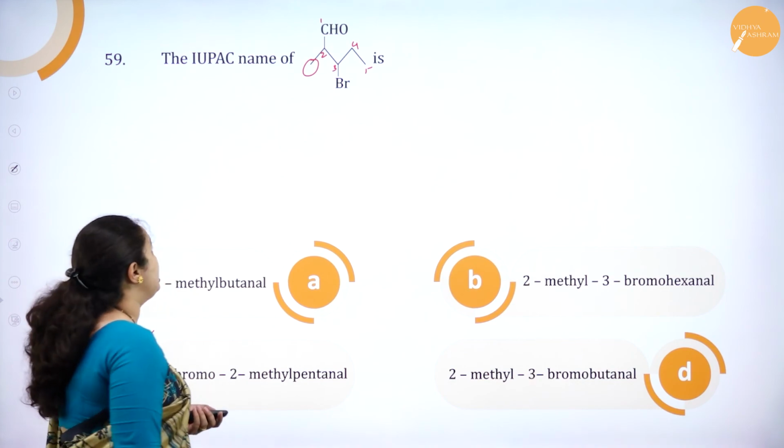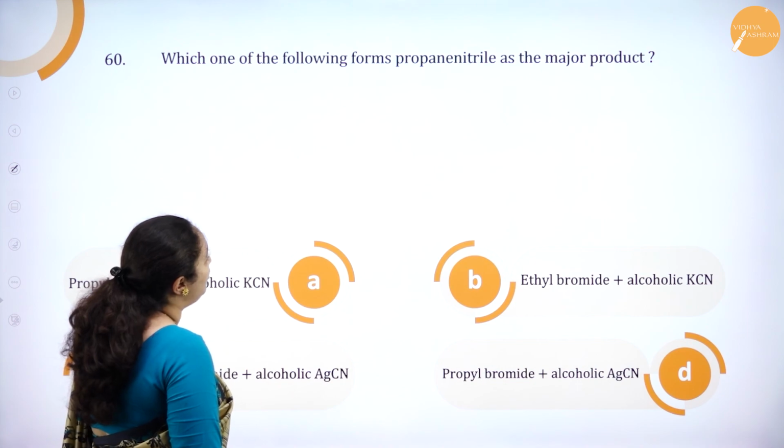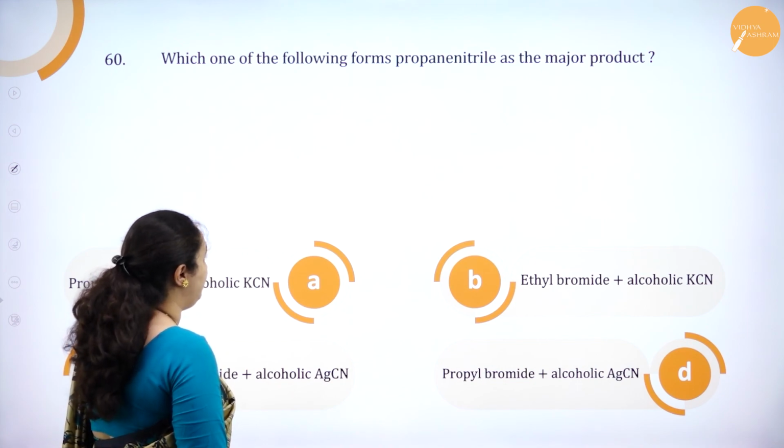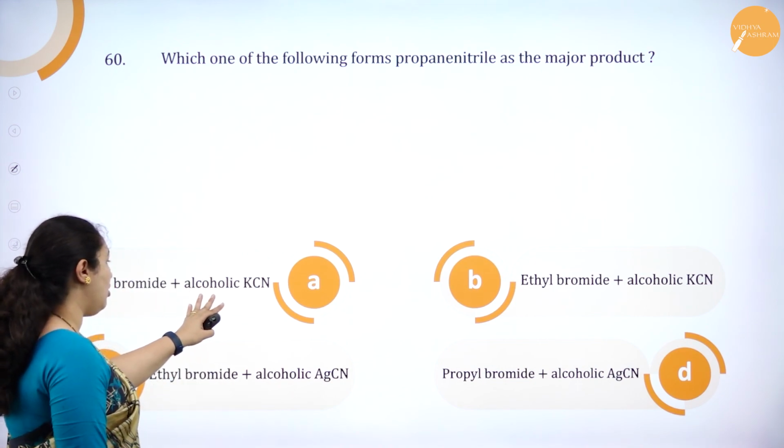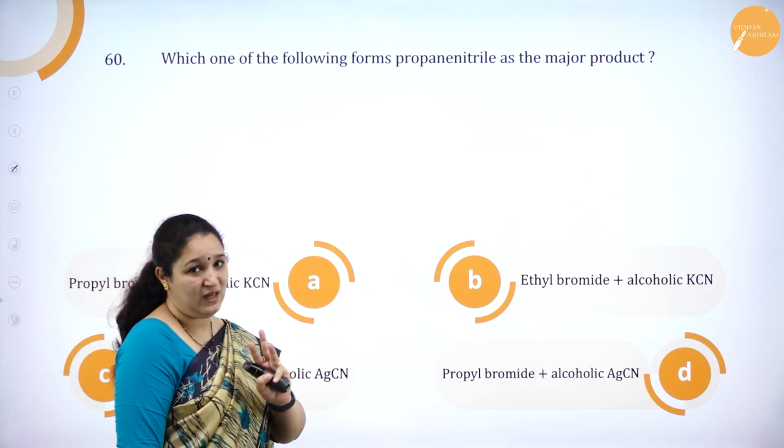We'll see the next question and the last question. Which one of the following forms propane nitrile as a major product? Propyl bromide with alcoholic KCN will give 4 carbon atoms. Propane nitrile will have only 3 carbon atoms.